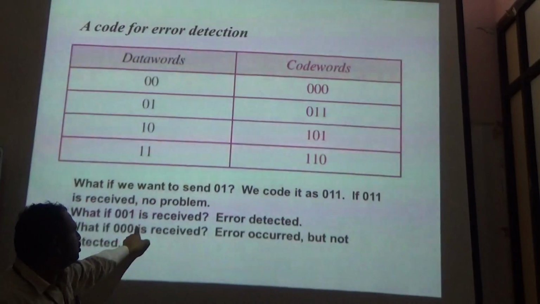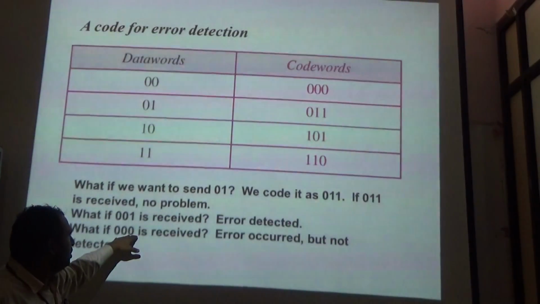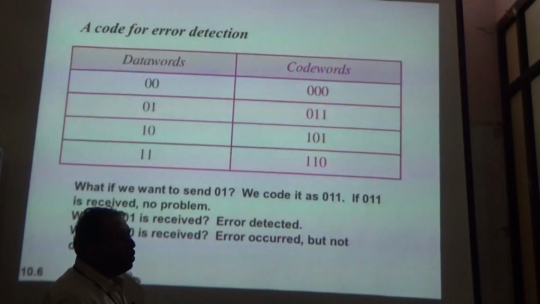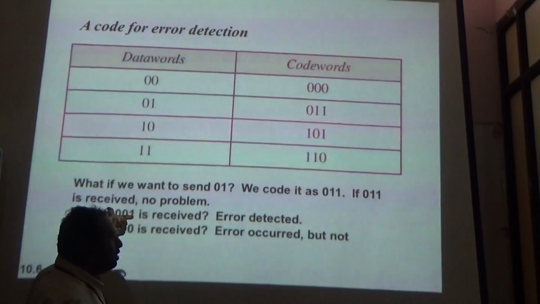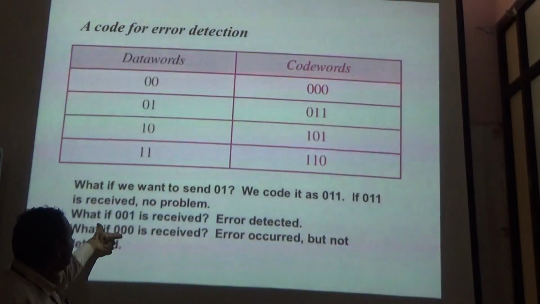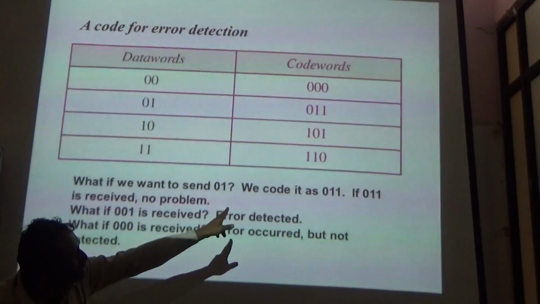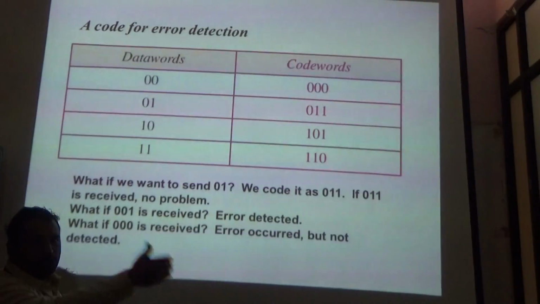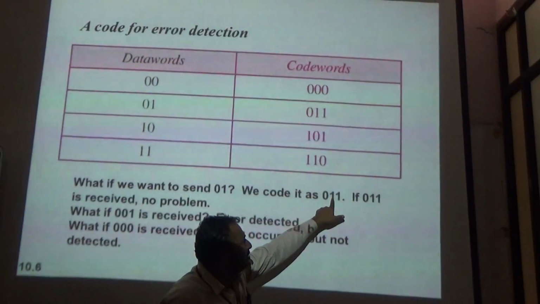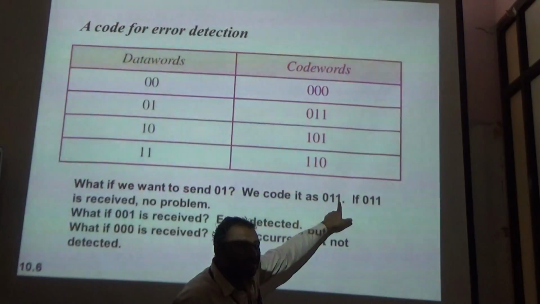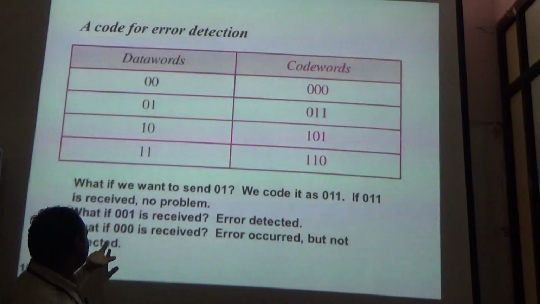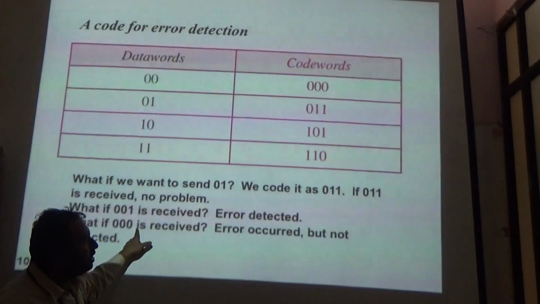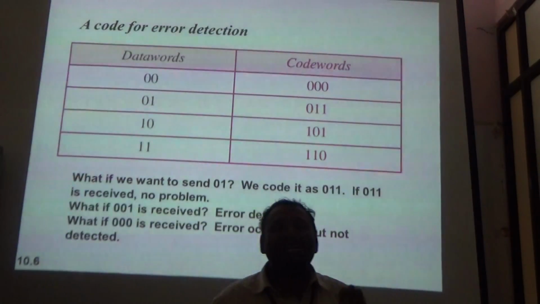Next, what if 0, 0, 0 is received instead of 0, 1, 1, which has only a 1-bit error? That can be easily detected. But if 2 bits have errors, where the last 2 bits changed from 0, 1, 1 to 0, 0, 0, that means the data bit also changed and the redundant bit also changed. If such a change is there, then obviously an error has occurred, but it will not be detected.